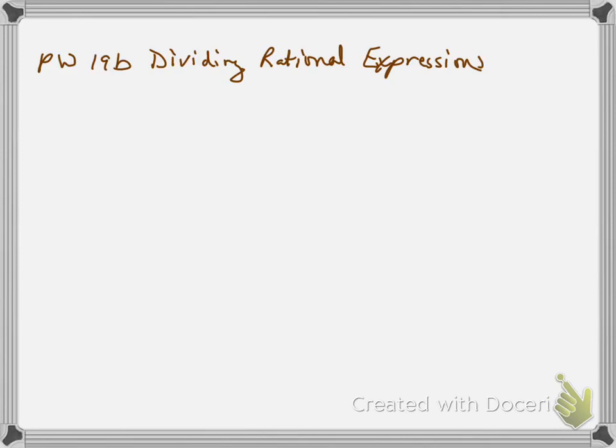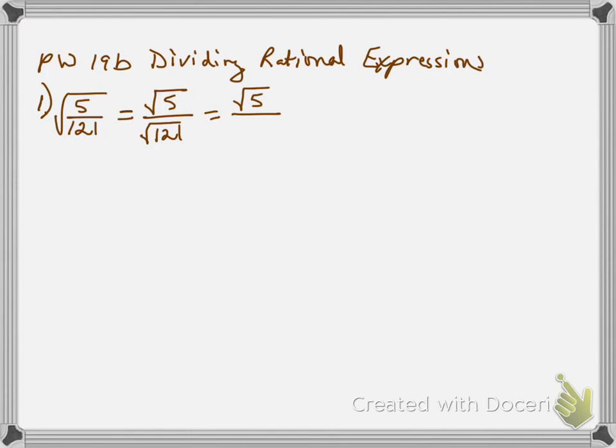So practice worksheet 19B. Number 1, we want to divide. So we have the square root of 5 over 121, right? We split it up as the square root of 5 over the square root of 121. You cannot take the square root of 5, so leave it under the radical. So you have the square root of 5 over 11, because the square root of 121 is 11. And this is your answer.